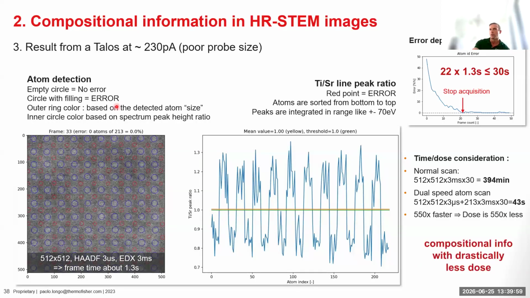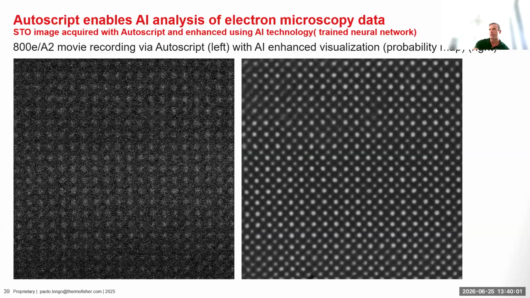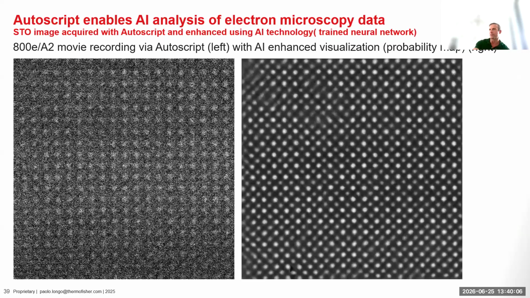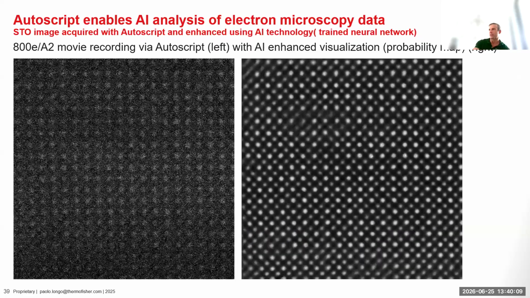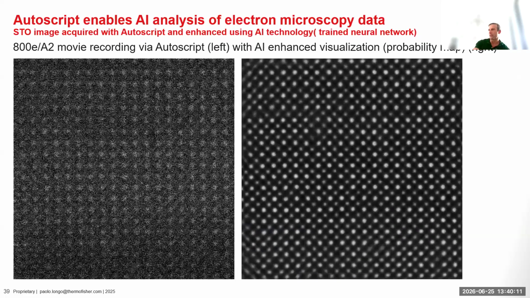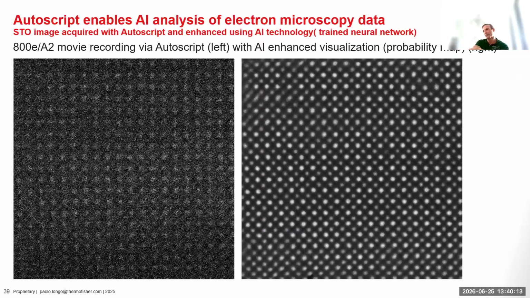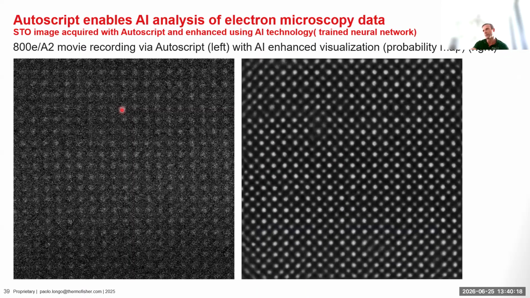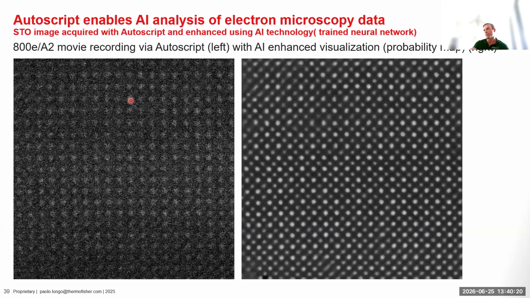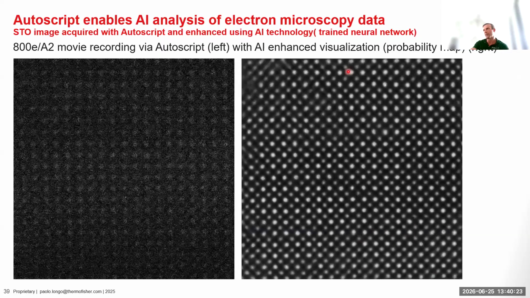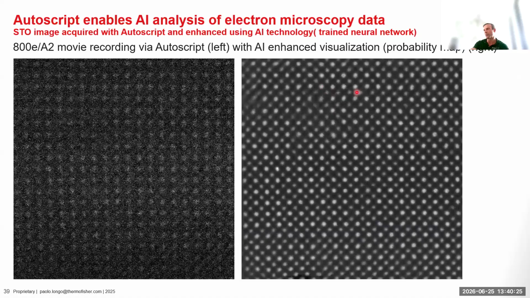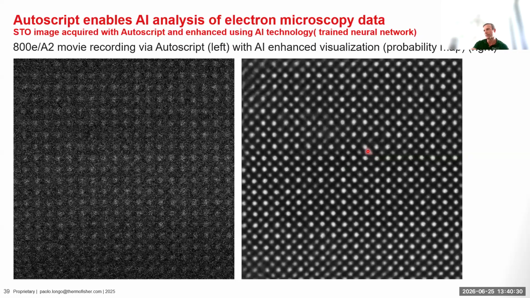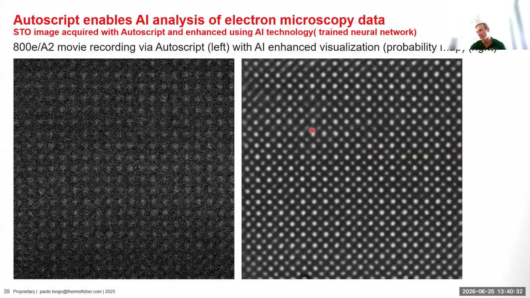So I just want to show you some examples. AutoScript can enable AI analysis. In the specific case, this is a kind of denoising or probability map. The image on the left was acquired with 800 electrons per angstrom squared, and the second one is the AI-enhanced visualization. It is a probability map. So you can see a very nice example here. You can clean up your image.